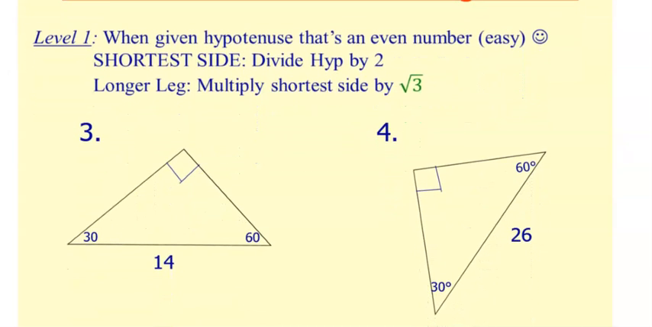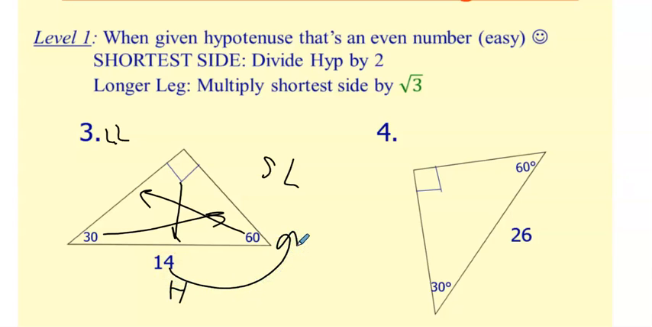Now, when given a hypotenuse that's an even number, always go to the short side first. We always want to go from that number. It's easiest. So, we have to label first. So here's my hypotenuse, here's my short leg, and here's my long leg. It's extremely important to label these, because otherwise everything falls apart. So if we have a hypotenuse, we go from here to here. 14 divided by 2 is 7. And now from the short leg to the long leg, 7 radical 3.